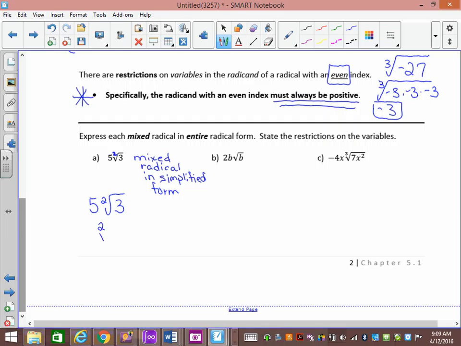So I get the square root of 3 times 25. Because if I square this and put it back in, I get 25. If you take the square root of it and bring it back out, it would be the same number, 5. Now you don't need the little 2. When it's a square root, you just assume it's there. So this is going to be the square root of 75. And that's the entire radical.